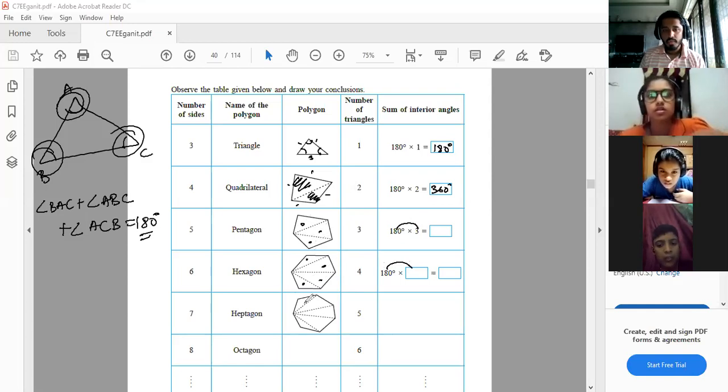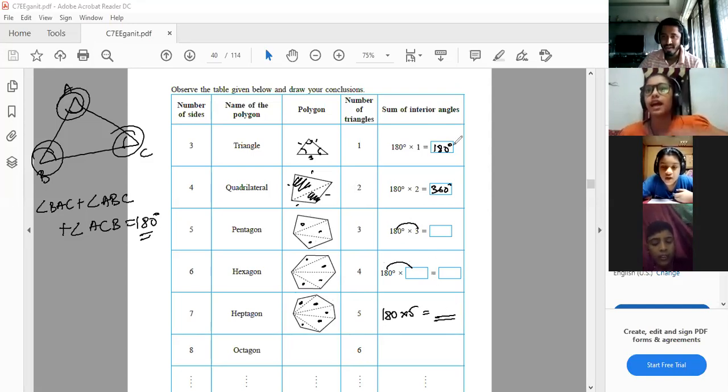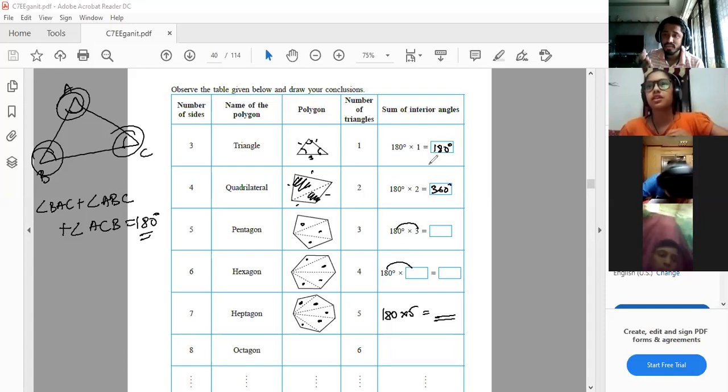So similarly, you have to see the number of triangles, and do 180 into the number of triangles. How many triangles are there in a heptagon? 1, 2, 3, 4, 5. So here the answer will be 180 into 5. What is 180 into 5? Tell me first. Multiply and tell me. Dhanashri, control. 180 into 5. I didn't say 180 plus 10. So 900. Correct. 900.